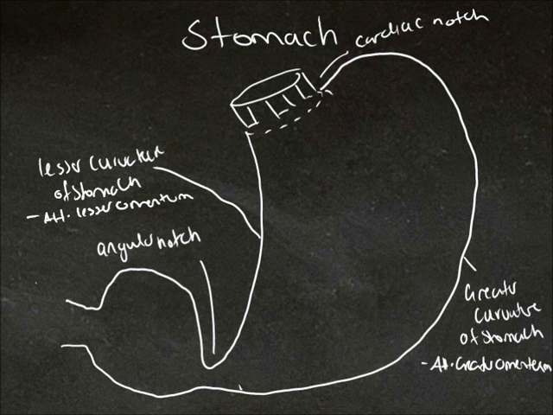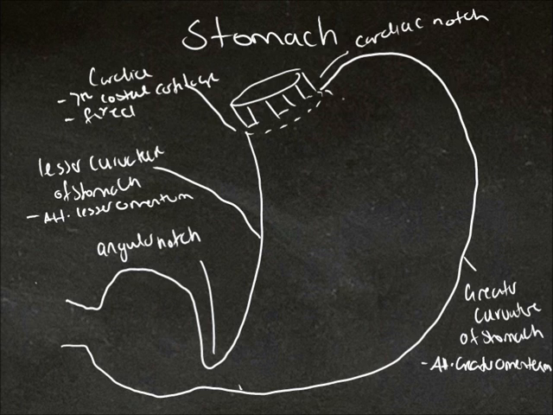The stomach is divided into 4 parts, the first being the cardia of the stomach. And this is where the esophagus joins the stomach. This is at the level of the 7th costal cartilage. This area is a fixed area of the stomach.